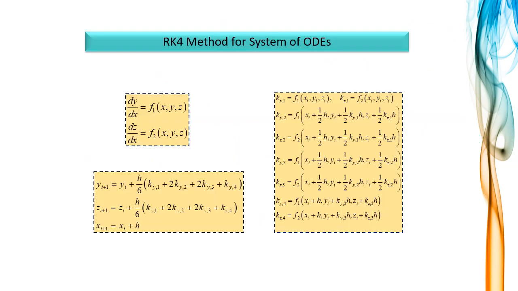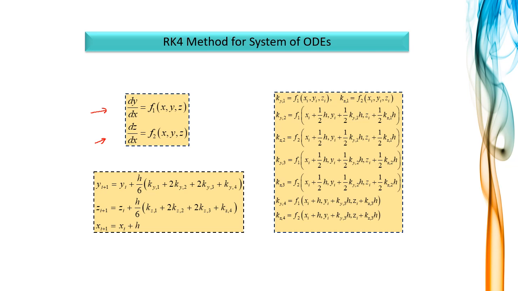Now, let's solve the first order differential equation by using the fourth order Runge-Kutta method. So we have two equations here: dy/dx is equal to f1 and dz/dx is equal to f2. Since we have two equations, this is our formula for RK4.